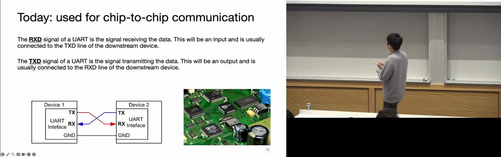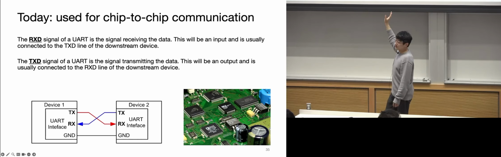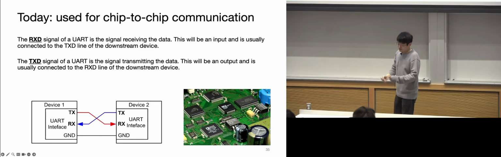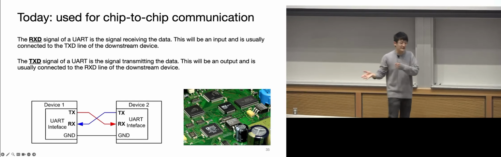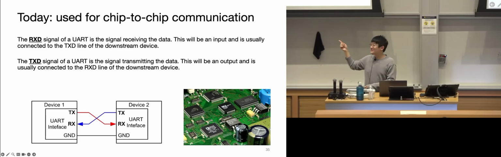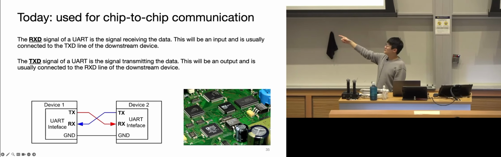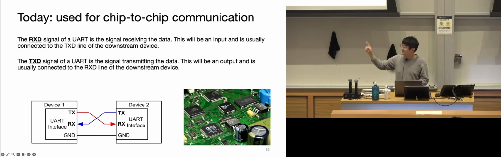Important thing here, make sure the TX of device 1 connects to the RX of device 2, and vice versa. Because from that device's perspective, the signal I'm receiving is the signal that's being sent from the other device. That's why, remember that. I think every year we have students get this diagram wrong on the exam too, every year. So please.